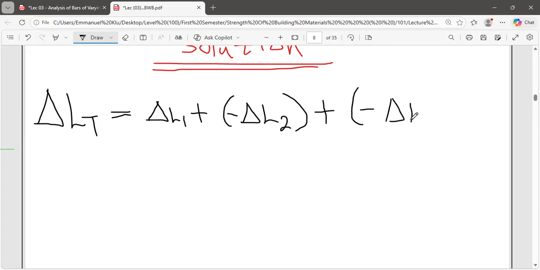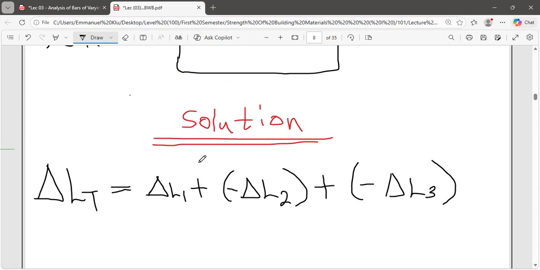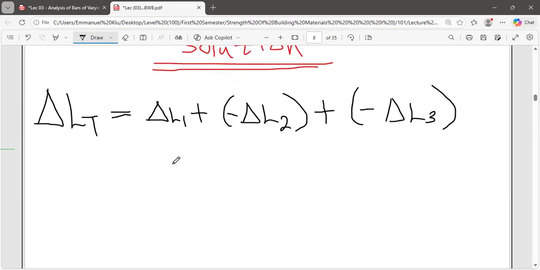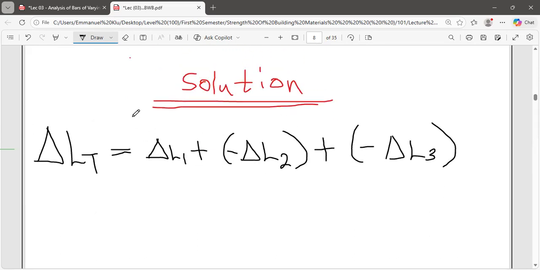Change in length of the third one too, okay, because of the nature of the compression that we are seeing over there. That is what is bringing about all that. So from this background knowledge, we can just solve our work and then we are good to go. So we can even choose to take it bit by bit to make life easier.